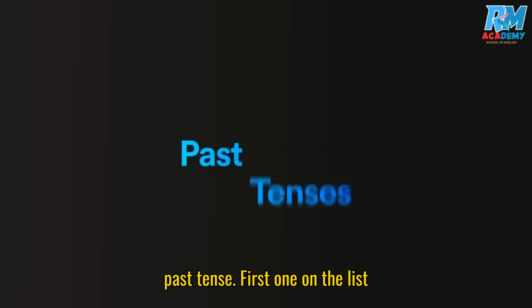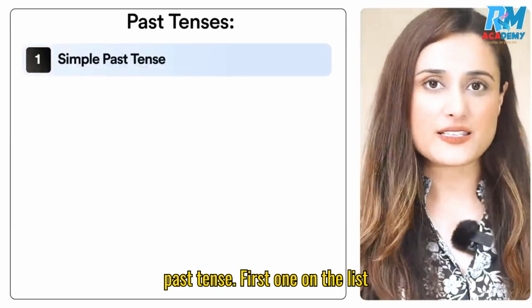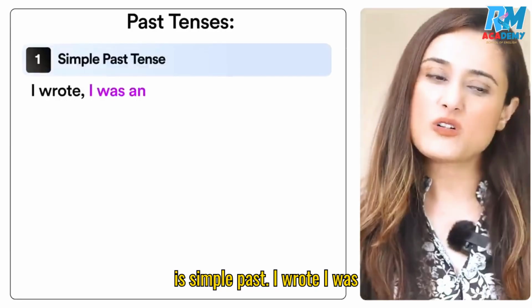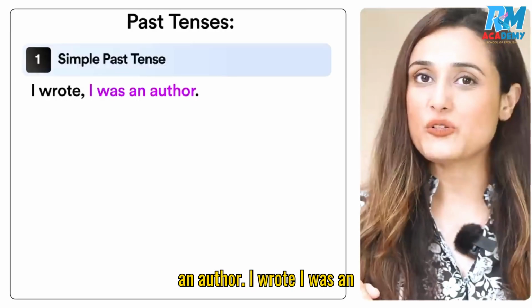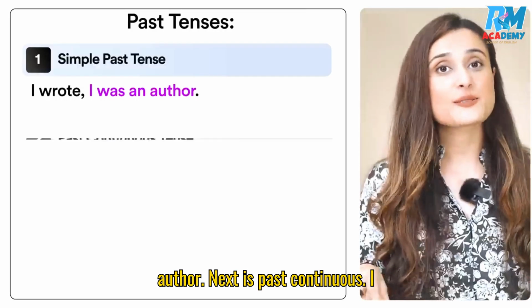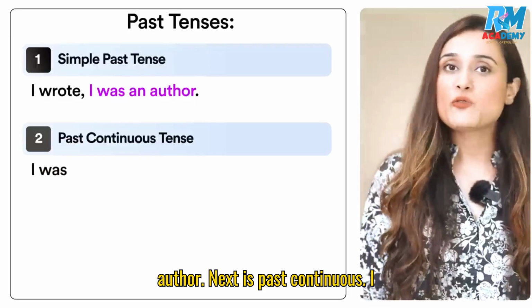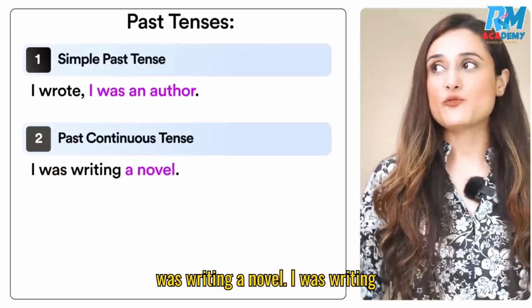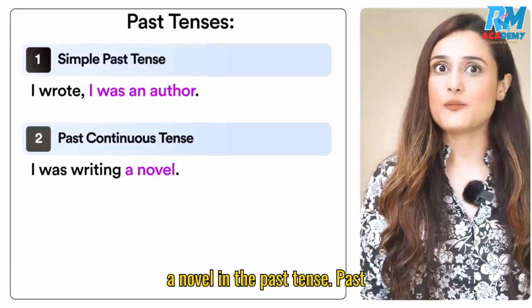Past tense. First one on the list is simple past. I wrote, I was an author. Next is past continuous. I was writing a novel. I was writing a novel in the past tense.